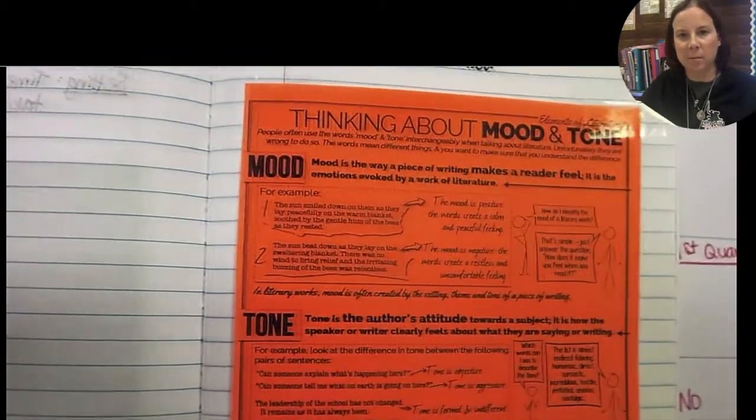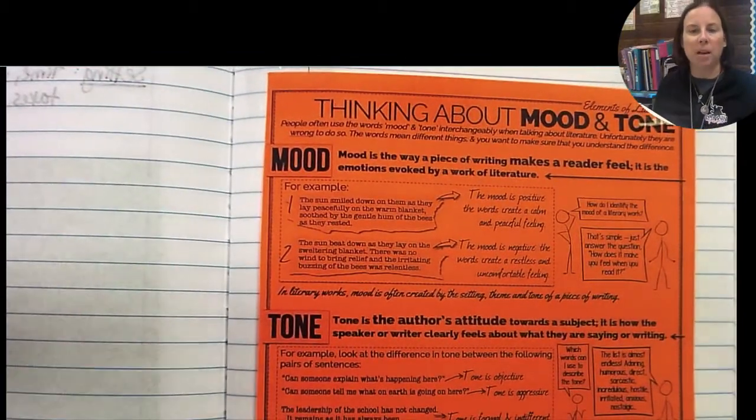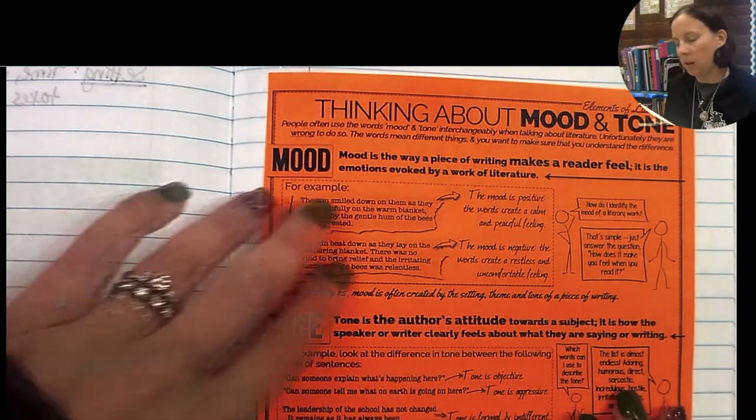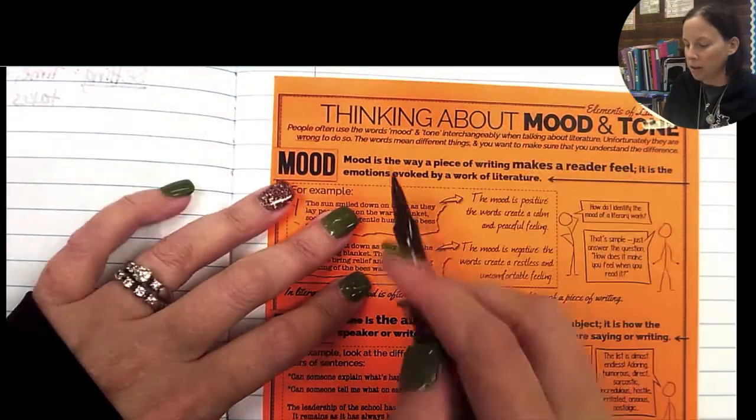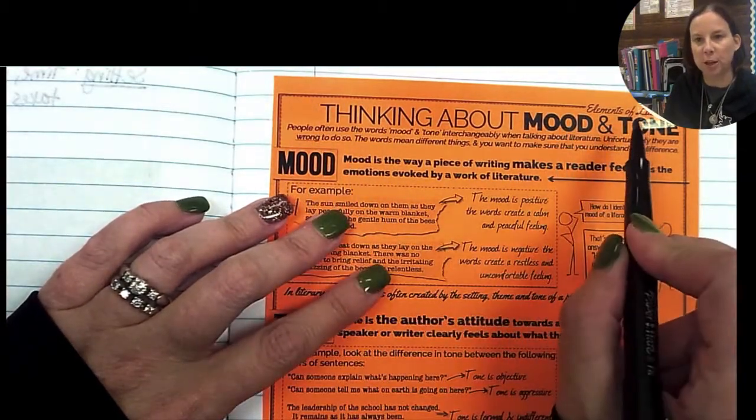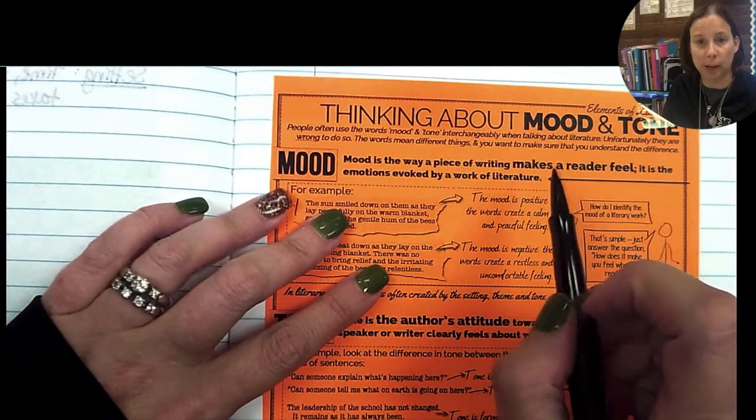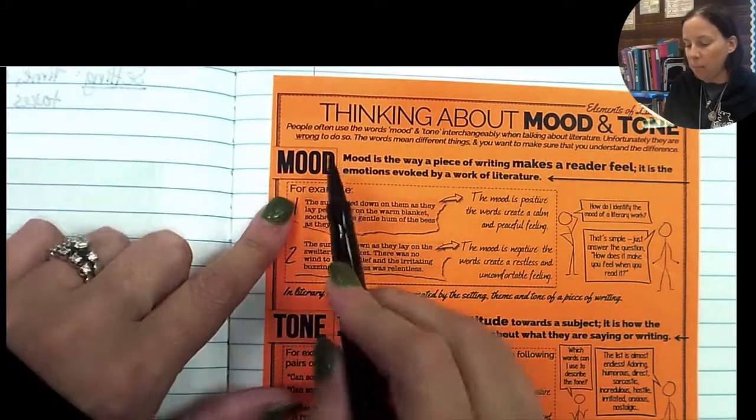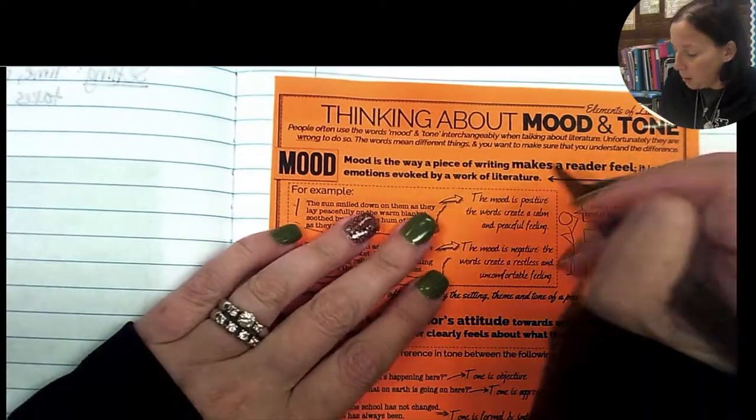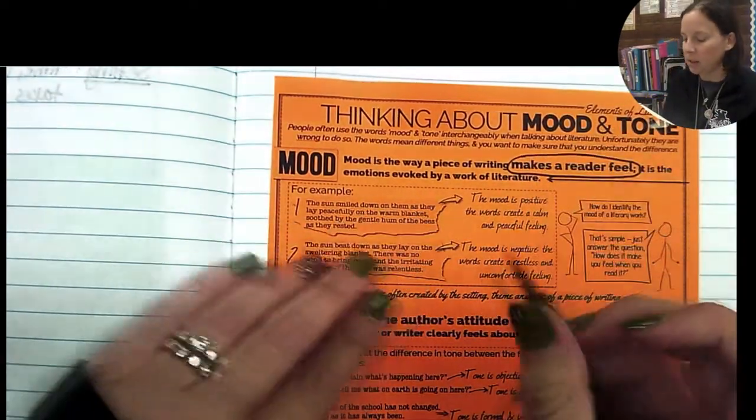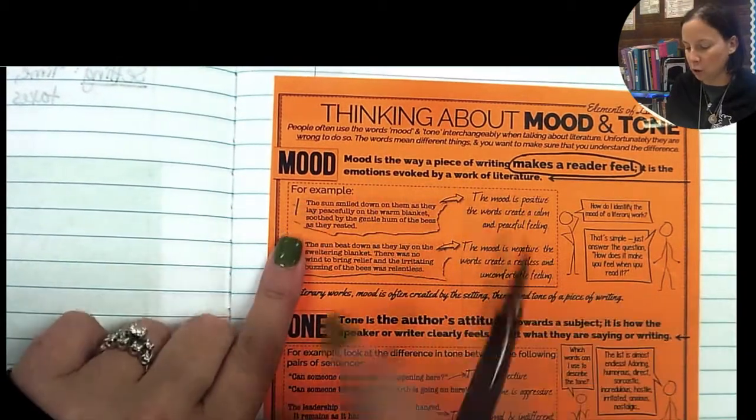Okay, we've somewhat, I think, discussed this in some of our short stories, but we are definitely going to be writing about mood and tone in these novels. A lot of people use these words, mood and tone, interchangeably, which is wrong. They are completely different things. Mood is how it makes the reader feel. So it is the emotions evoked by a work of literature.